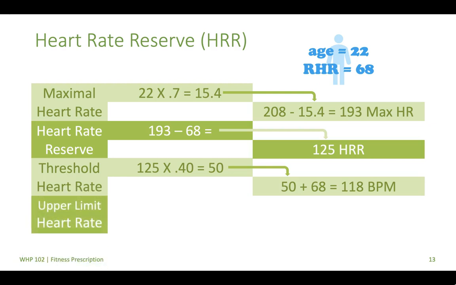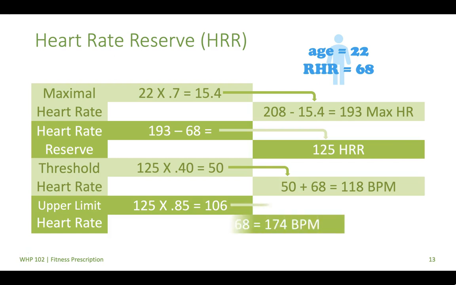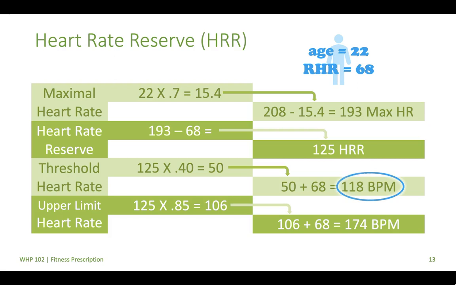And finally, we will figure out the upper limit. The upper limit of your target zone is 85% of your heart rate reserve. To calculate your upper limit heart rate, multiply your heart rate reserve by 0.85 and then add your resting heart rate. So, in our example, we will multiply 125 times 0.85, which equals 106. Then add 68, which equals 174 beats per minute.